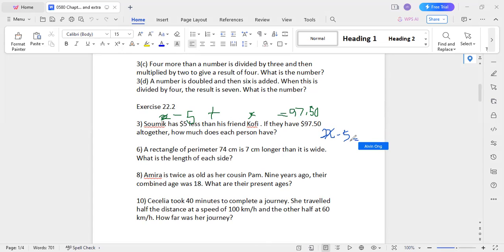Okay, wait, Alvin, could you pause this working here? Let's see how he solves this. Could you annotate the whiteboard to find out the value? How much does coffee have? How much does Sumik have? You can use your X button. I'll be waiting.